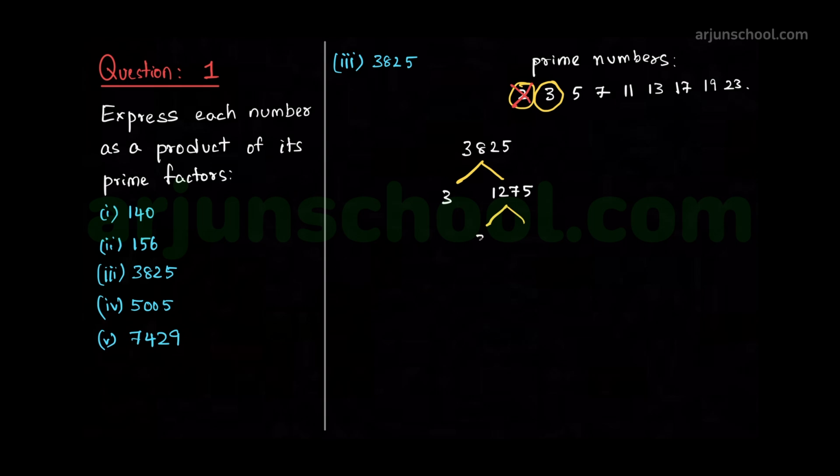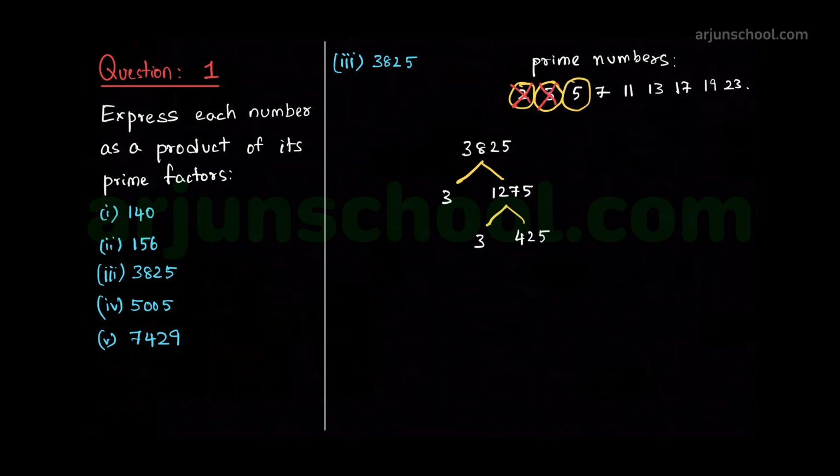Divide 1275 by 3. 4, 2, 5. Now we have 425. Check divisibility by 3. The sum of digits is 4 plus 2 plus 5, which is equal to 11. 11 is not divisible by 3. So we will not check 3 again for any of the later numbers.